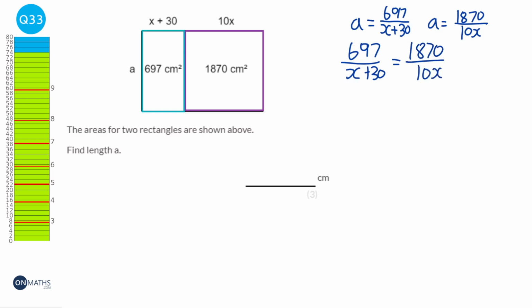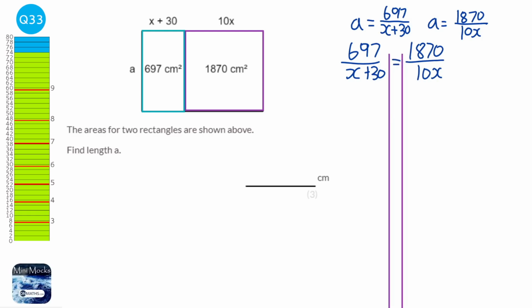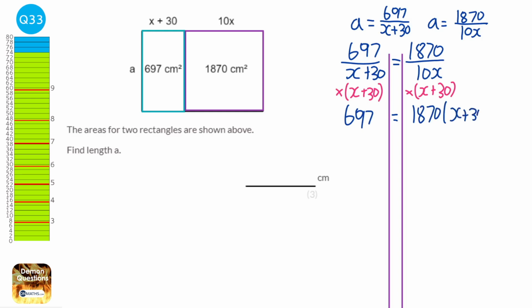So first thing I'm going to do is put my lines in because we are looking to solve. This is probably going to take a while. I'm going to times both sides by the x plus 30, so I can get rid of the denominator on the left hand side. And so this will just be 697 on the left hand side because that gets rid of the denominator, and it will be 1870 times x plus 30, and then all of that over 10x. Same thing again, but I'm going to get rid of the denominator on the right hand side, so I'm going to times both sides by 10x.